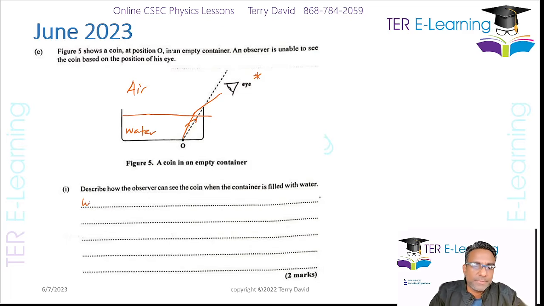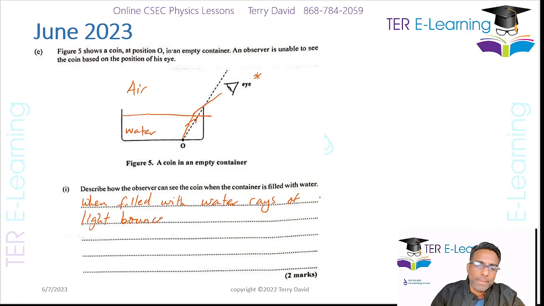So when the container is filled with water, rays of light bouncing off the coin, because the coin is not producing light. Coin is not producing light. The reason why we see it is because light is being reflected off of the coin.